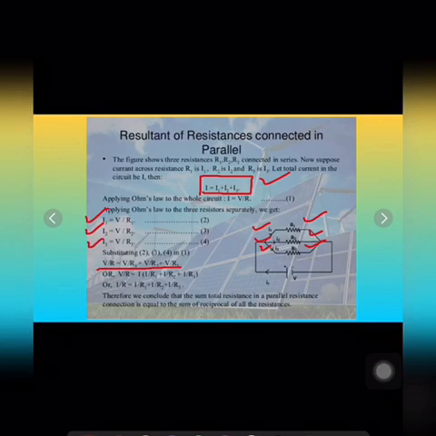In place of I, we can write V by R. In place of I1, we can write V by R1, in place of I2, V by R2, and in place of I3, V by R3, from equations 2, 3 and 4 respectively. In this equation, V is common on both sides, so we cancel out V and finally we get this equation. This is the reciprocal of the equivalent resistance, which is equal to the sum of the reciprocals of all the individual resistances. So we conclude that the total resistance in a parallel connection is given by the sum of the reciprocals of all the individual resistances, and this equivalent resistance is always less than each of the individual resistances. I hope this derivation is clear to you all.